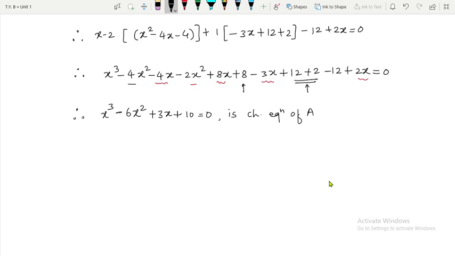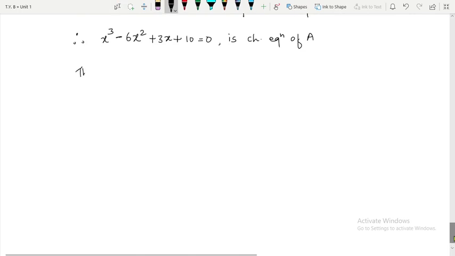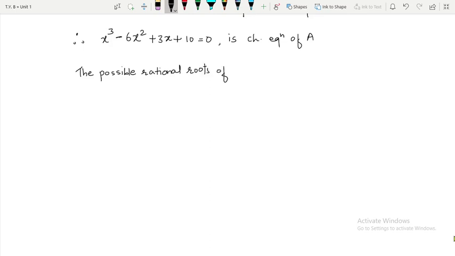Now let us find the roots of this characteristic equation. So I am using the rational root theorem over here. The possible rational roots of this equation, let me call it star, are the divisors of 10, right? So plus or minus 1, plus or minus 2, plus or minus 5 and plus or minus 10. So one by one we will check.